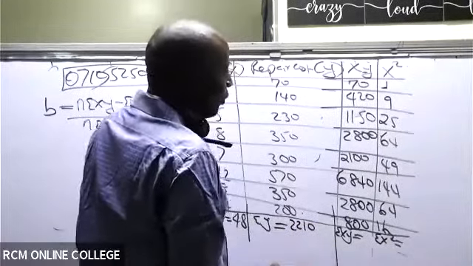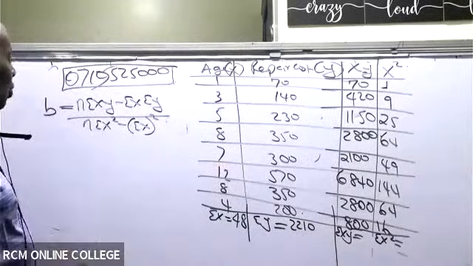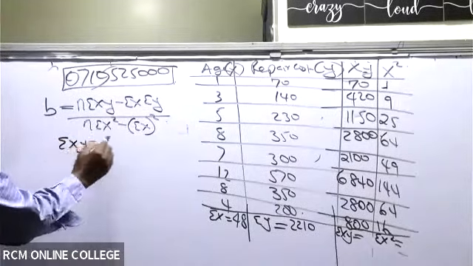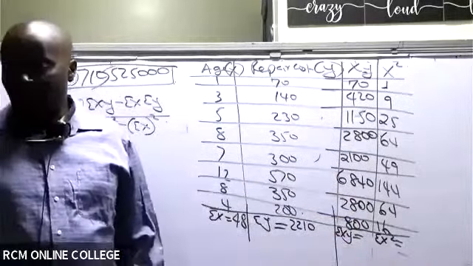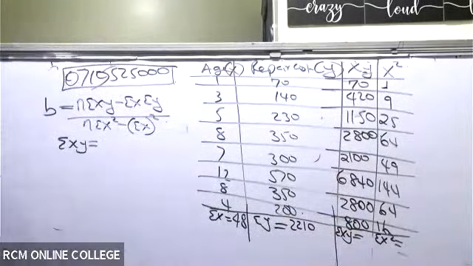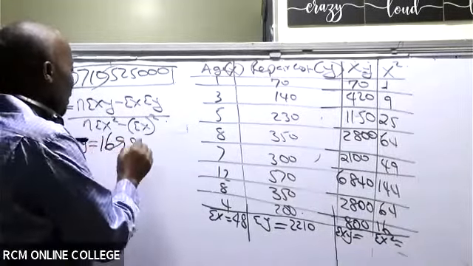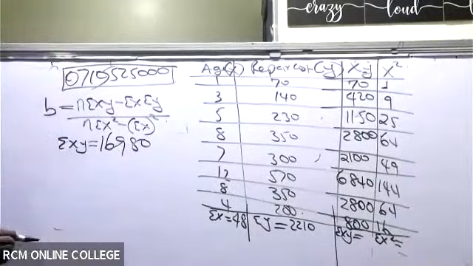How about the summation of xy? Can somebody give me that summation of xy down here? Anybody who could be having this answer? What do we have? Summation of xy. 16,980. Can someone else confirm what this great sister of ours is giving us is correct? Yeah, somebody has confirmed 16,980.